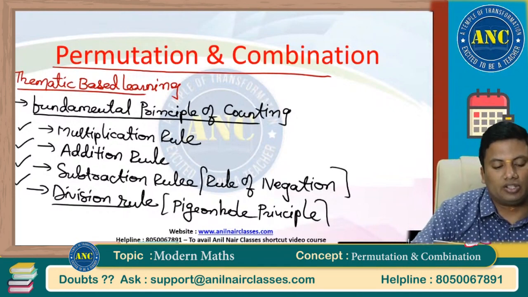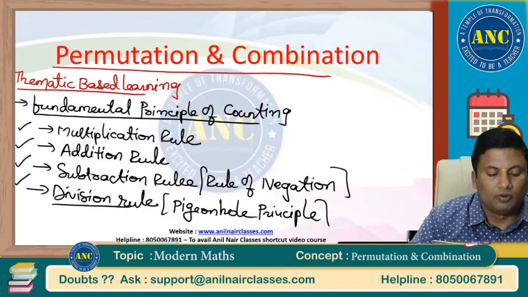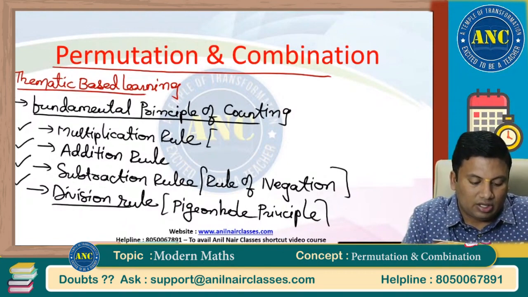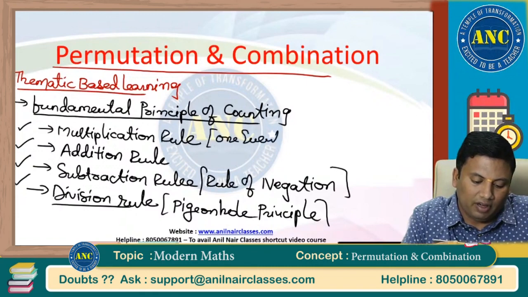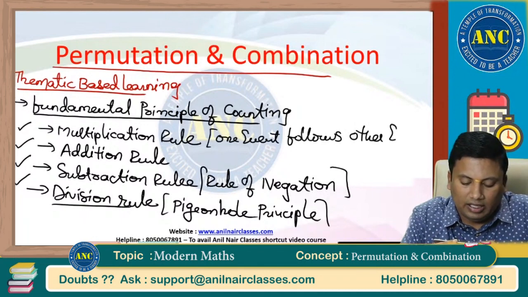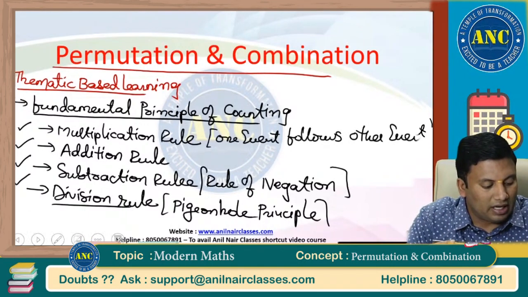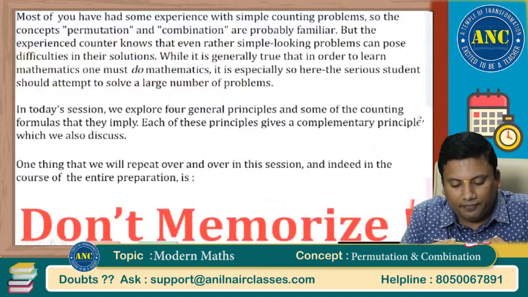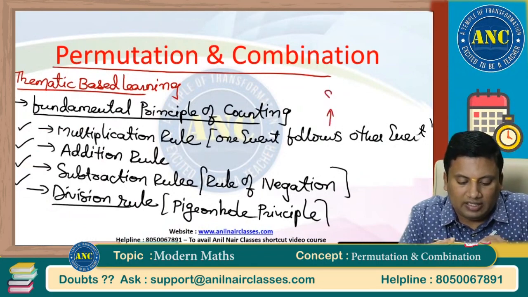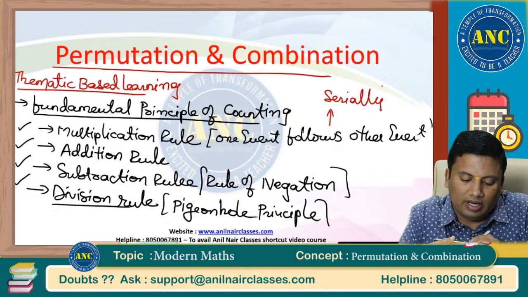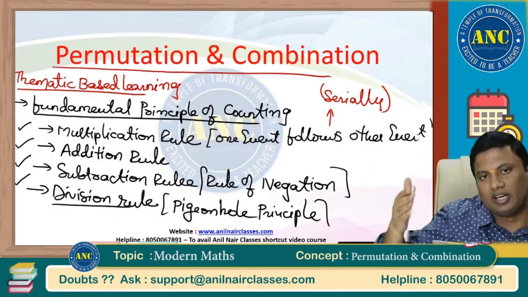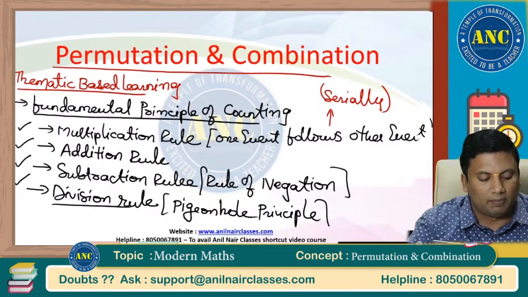One is the multiplication rule, another is the addition rule. Each one has evolved with a question asked. The multiplication rule is used if one event follows another event, if the process is happening serially. A to B, then B to C, where B to C follows A to B. So it is the multiplication rule.